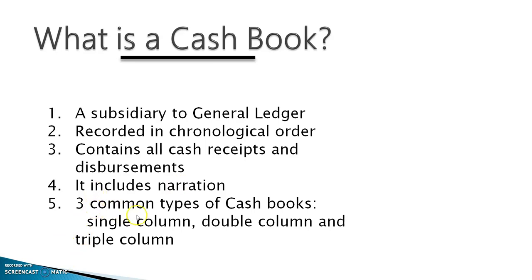Number 5 is the three common types of cash book: single column, double column and triple column. Now there are two more: multi-column cash book and the petty cash book also. But I am giving here the three common types. The other two we will be explaining in the next classes. But the most common, and for which you will be having sums, are single column, double column and triple column cash book. Okay.